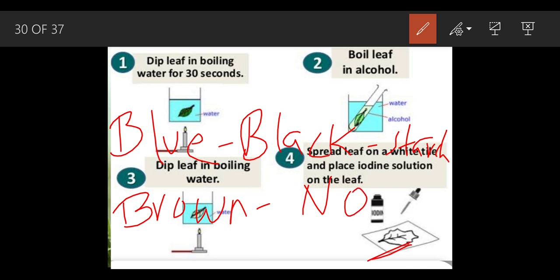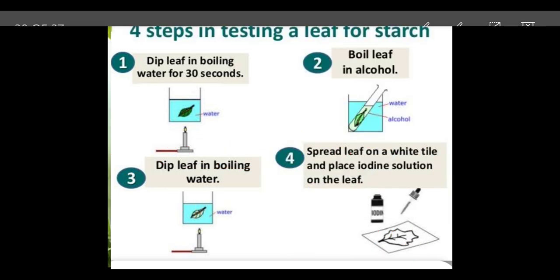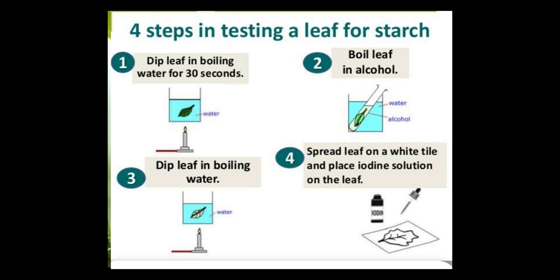Brown color occurs when there is no starch. Just remember the color. Blue black will indicate the presence of starch. Brown color will indicate that there is no starch. Now this was all about the starch. We have performed the test for whether there was starch or not. Right now we are going to take some experiments and pour iodine solution in each of them so that we can come to the conclusion whether it is going to turn blue black or not.